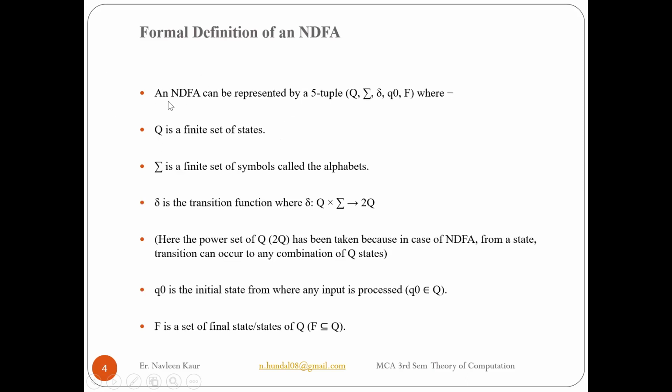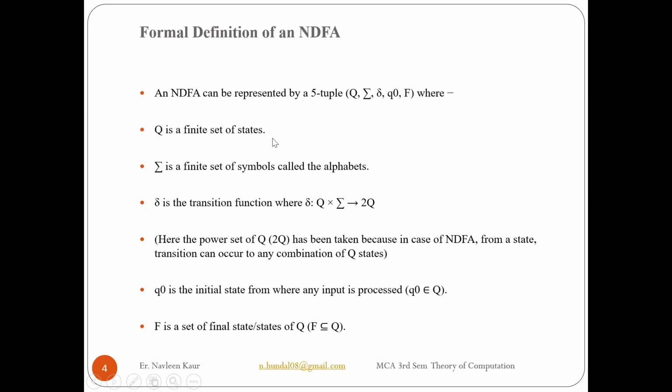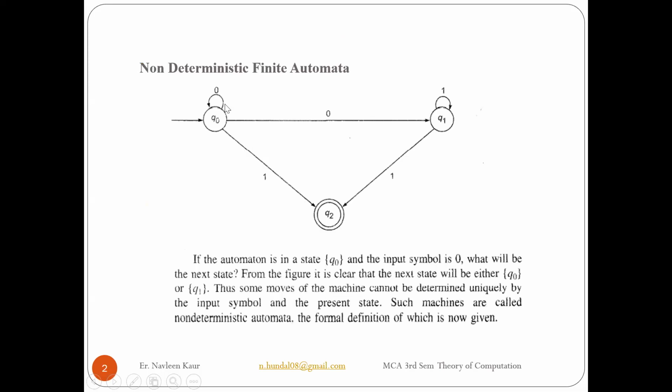And I told you that, like a DFA, an NDFA can be represented by a set of 5 tuples, where Q is a finite set of states, all the states that your automata has. For example, if you take this automata, it has Q naught, Q1 and Q2, 3 states. So your Q is made up of Q naught, Q1 and Q2. Then what is this summation? Summation is a finite set of symbols. For instance, here all the input alphabets are in summation. So your whole finite automata is made up of how many input symbols? 2, either 0 or 1.